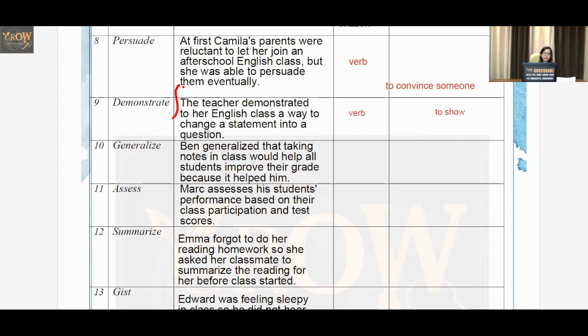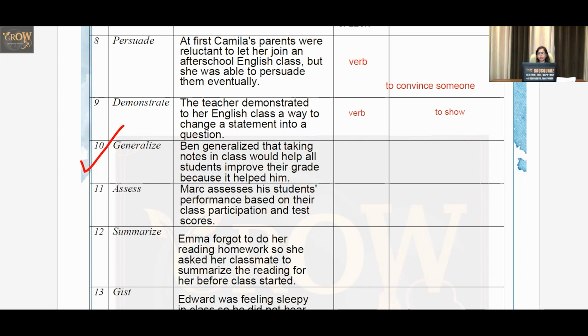So the teacher demonstrated to her class a way to change a statement into a question. डेमोन्स्ट्रेट मीन्स टू शो. टीचर ने शो करा एक तरीका क्लास को कि कैसे हम एक सिंपल स्टेटमेंट को कन्वर्ट कर सकते हैं क्वेश्चन में. राइट, लेट्स सपोज आई एम saying that simple sentence you have eaten your food, how will I change it into question part, have you eaten your food. So this is what the teacher told and demonstrated. Okay, I hope this is clear. Now let's move ahead towards the next word which is generalize.